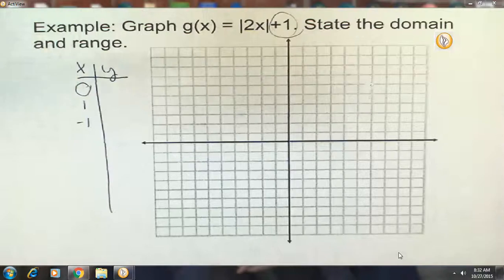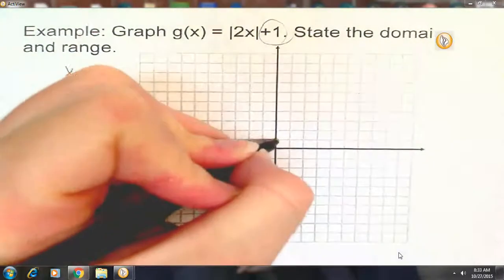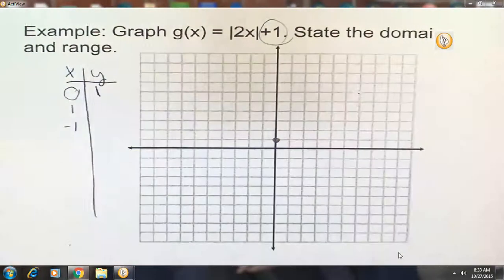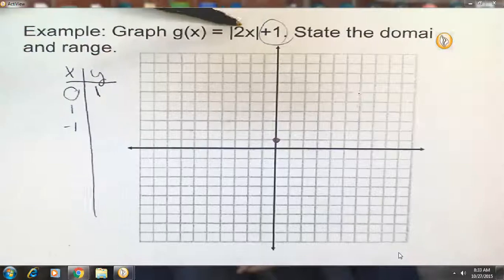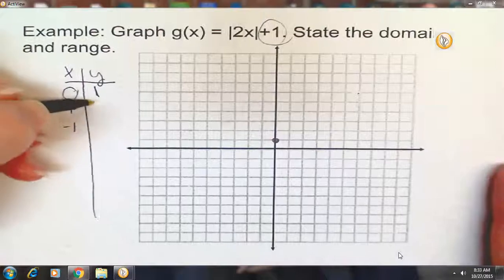Put 0 in for x. 2 times 0 is 0. And the absolute value of 0 is 0. Plus 1? 1. Put 1 in. 2 times 1 is 2. The absolute value of 2 is? Plus 1? 3.